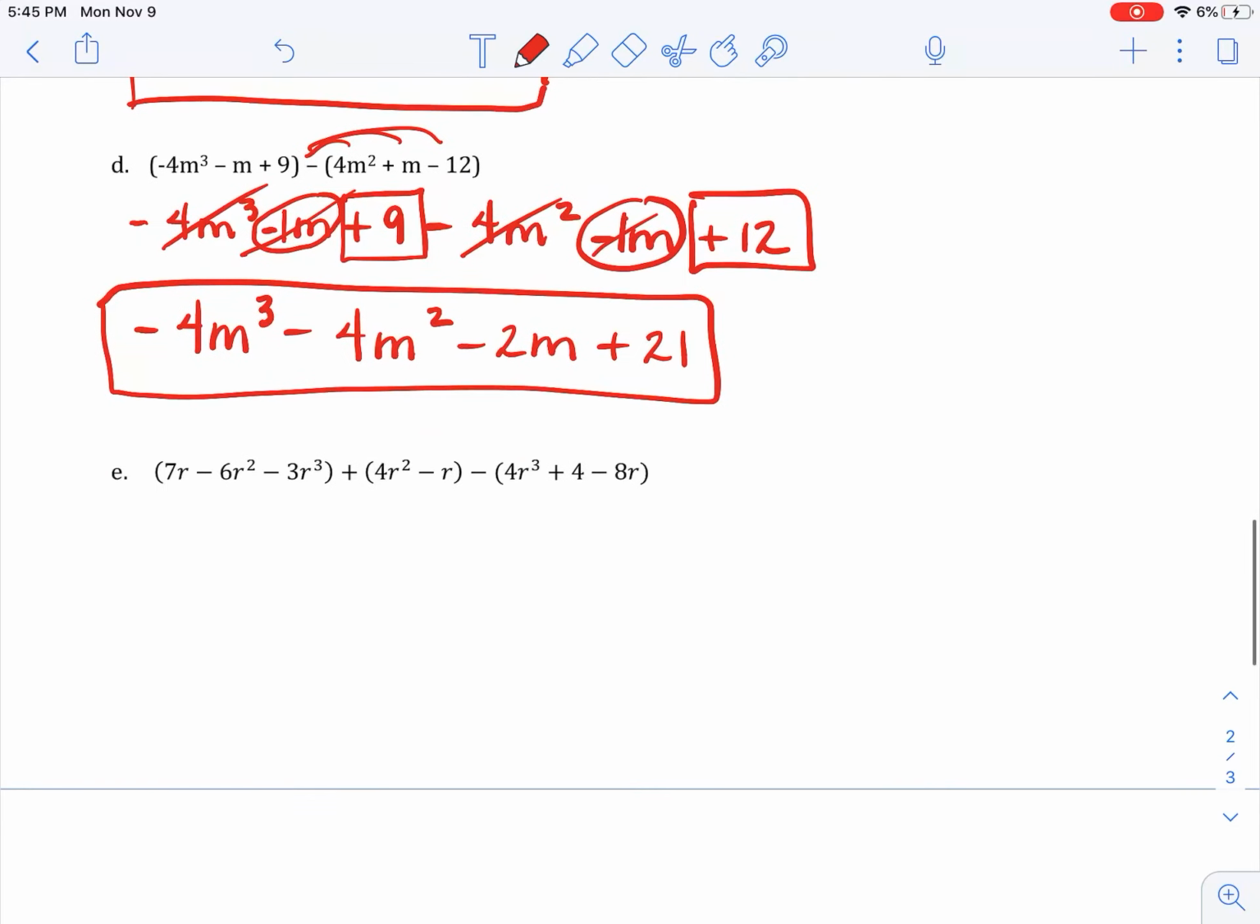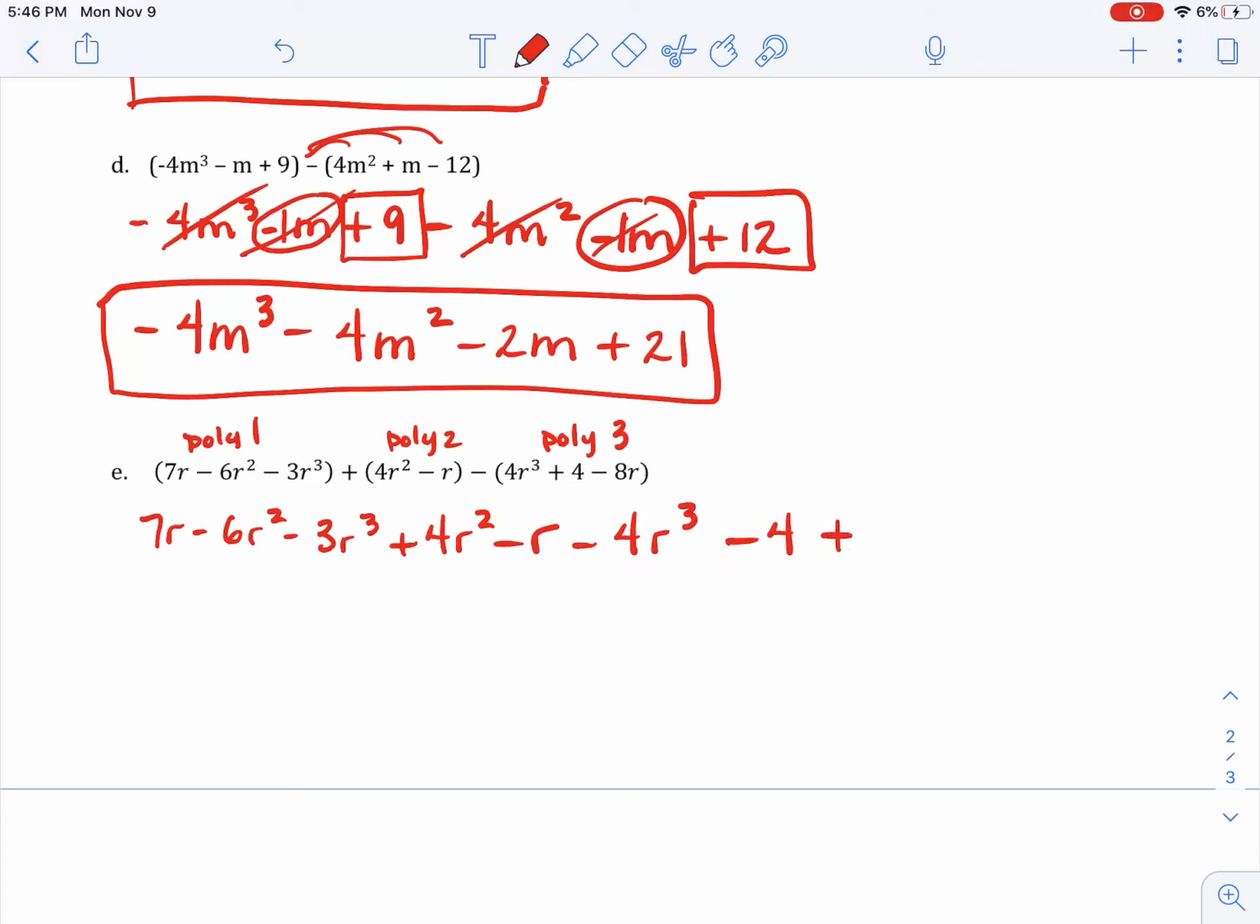All right, I just threw in one little curveball down here. Even if you have three polynomials, right? We have polynomial 1, polynomial 2, and polynomial 3. Just pay attention to the sign in between the polynomials. The first polynomial never changes, right? We're just going to write it because there's nothing in front of it. The second polynomial has a plus sign in front of it. We learned that that means nothing, so we're not changing anything in that second polynomial. The third polynomial has a minus sign in front of it, so that means everything inside that parentheses is changing signs. Negative 4r to the third minus 4 plus 8r.